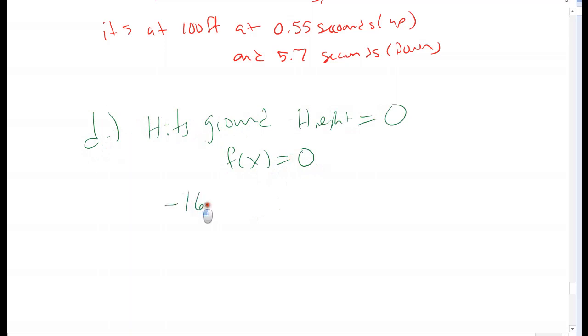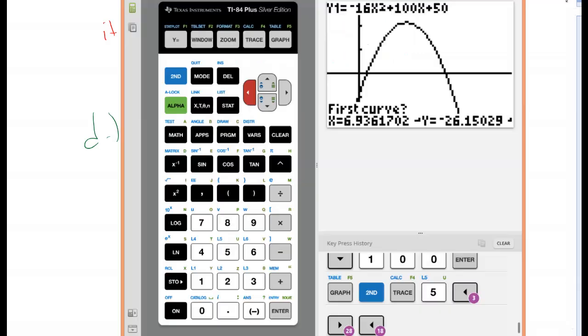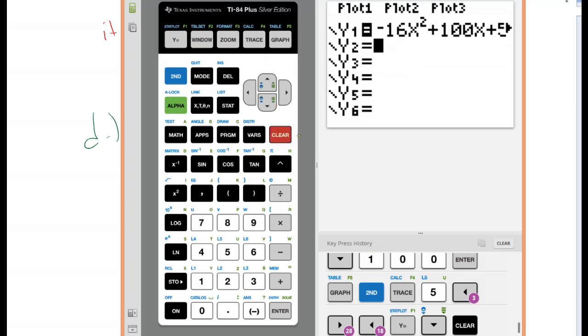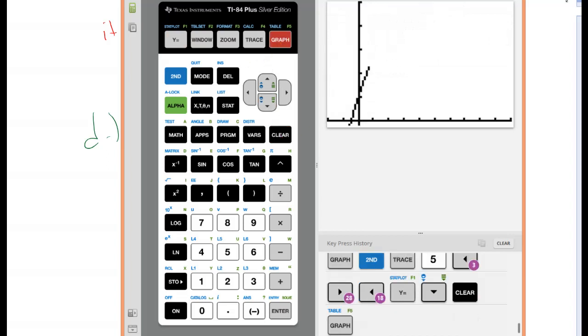There's a quadratic formula. You could use your quadratic equation, set your equation equal to 0, and solve using an algebraic method. We're going to solve using the calculator. We're going to find the 0 on the calculator. All right, and so that's what we do. Same place that we were going before. So I'm going to clear out that line and graph it.